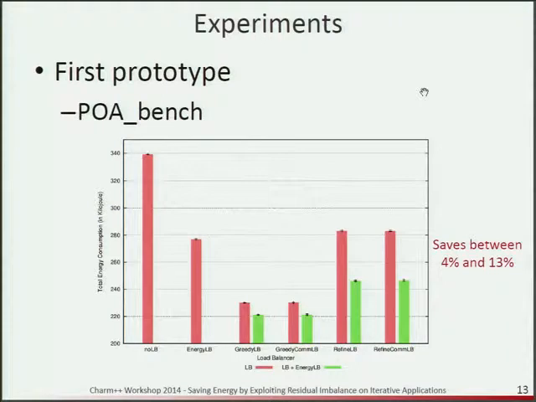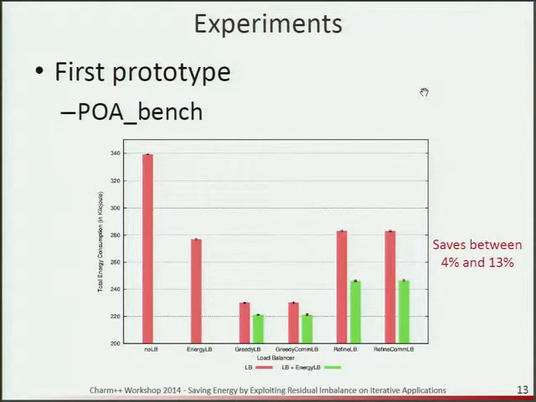What we have here is the total energy consumption for this benchmark using no load balancer in the first column, only the energy LB module, and then greedy com, refine, and refine com. And the red bars represent the energy consumption that we have with these different load balancers, but without using energy LB with them. And what we can see is that by just changing the frequency of these sockets or doing load balancing, we are able to save energy.